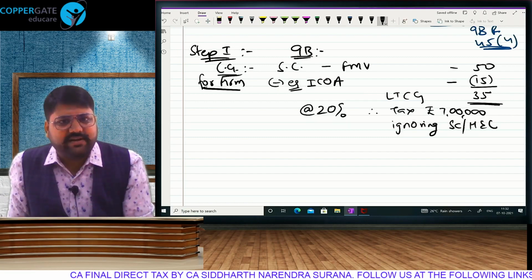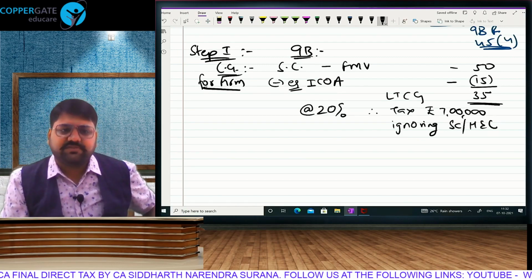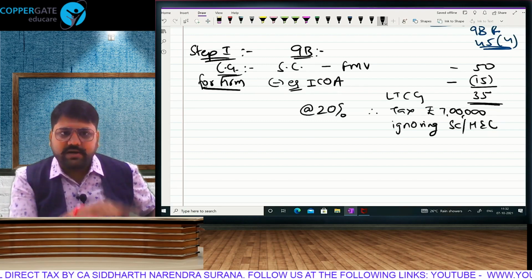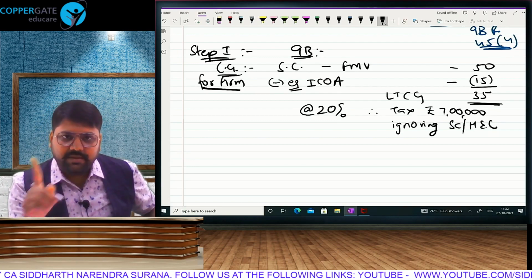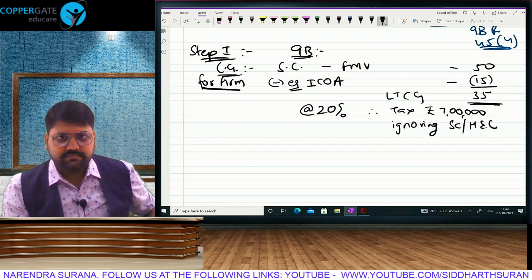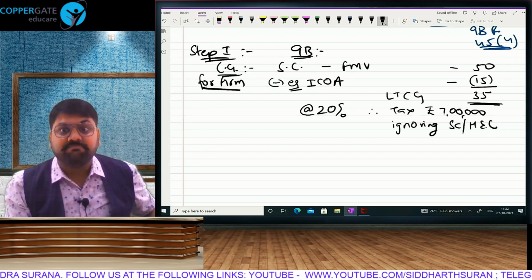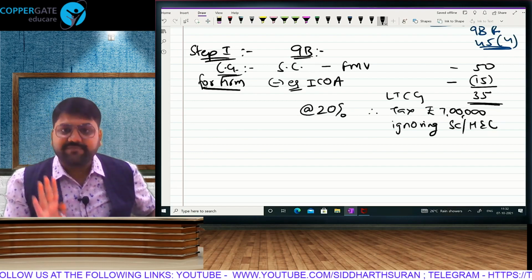Otherwise, we will have to calculate HEC, and then we will have to waste time in doing that calculation. Anyways, the objective is to make you understand the concept. So understand the concept very clearly. We have invoked 9B. Within 9B, we have to take fair market value of the asset as sale consideration. So we have taken 50 lakh. Of course, money cannot come in 9B. Money comes only in 45.4. So we have taken 50.